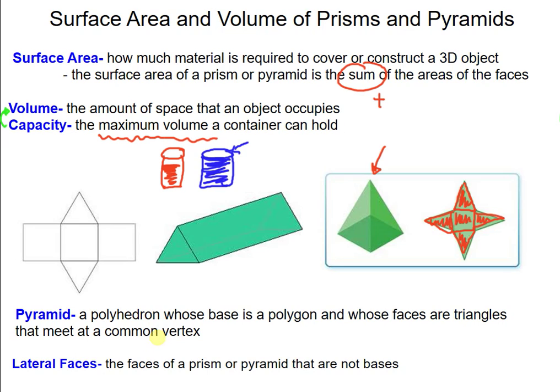A pyramid basically has a polygon for a base. For example, this pyramid right here has a square base. This one right here, sorry, this is a prism, but this prism's base is a triangle. What happens in a pyramid is that from each vertex there are triangular sides that meet in a common vertex. So the faces are all triangles except for the base. That's any polygon, and that's how we name it.